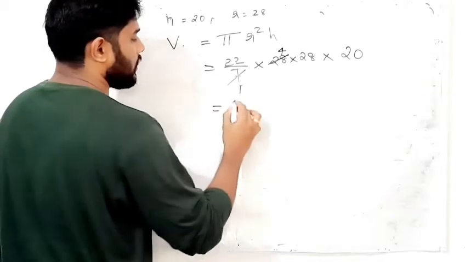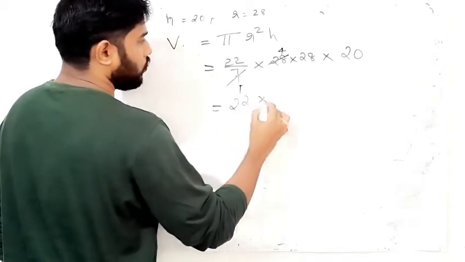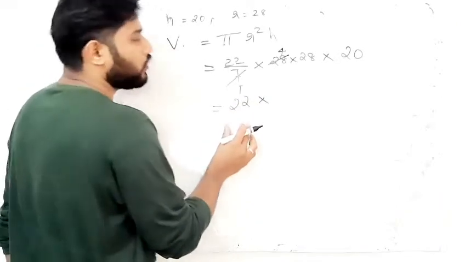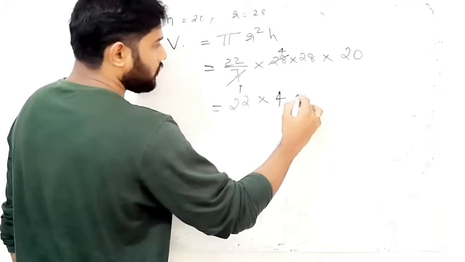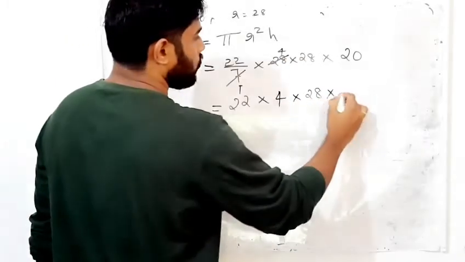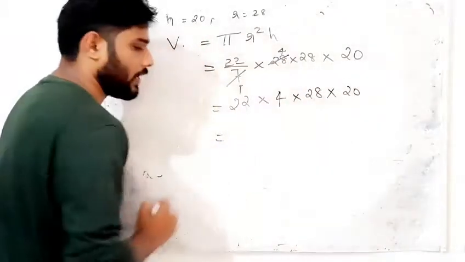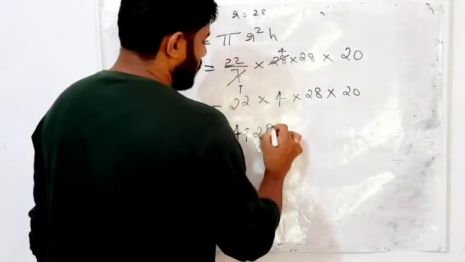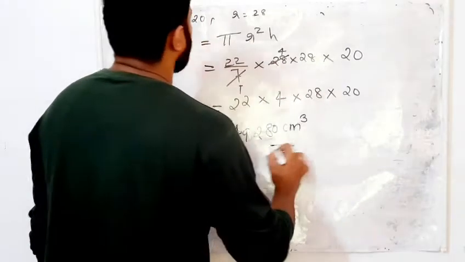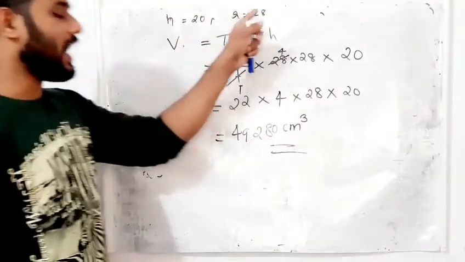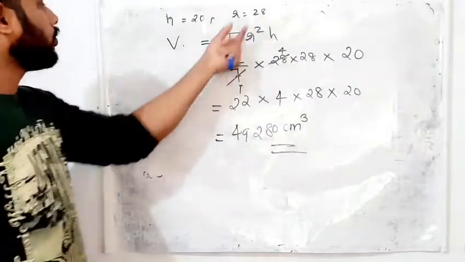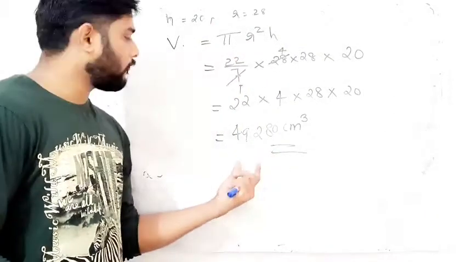So the remaining things are 22 into, divide by 22 by 1. That means 22 into 4 into 28 into 20. So if you multiply, you will get 49,280 cubic centimeter or centimeter cube. Height is 20 centimeter and radius is 28 centimeter. So their volume is 49,280 centimeter cube.